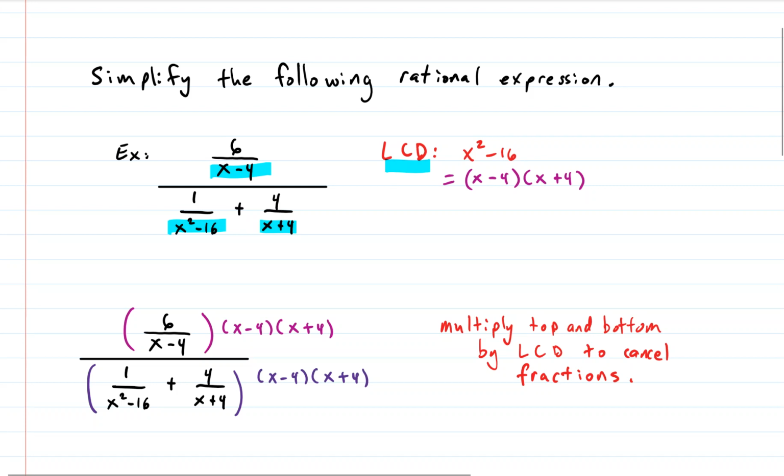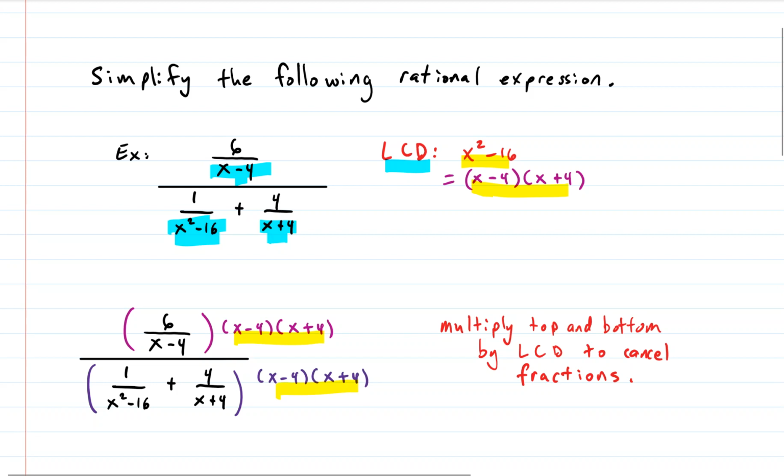And luckily for us, we have x squared minus 16, which if you factor gives us x minus 4, x plus 4, which is what we have in the other two denominators. So perfect. Our LCD is then x squared minus 16, but instead of using the x squared minus 16, we're going to use x minus 4, x plus 4, because it's easier for us to see when we cancel things out. So we have our LCD, and then our first step is to multiply the top and the bottom of our fraction by this LCD.